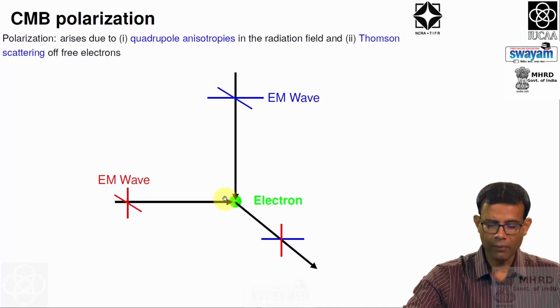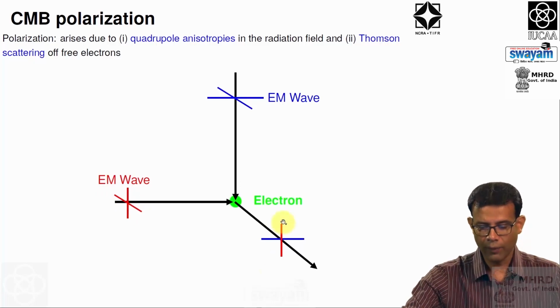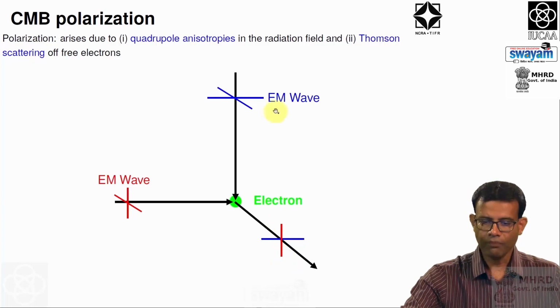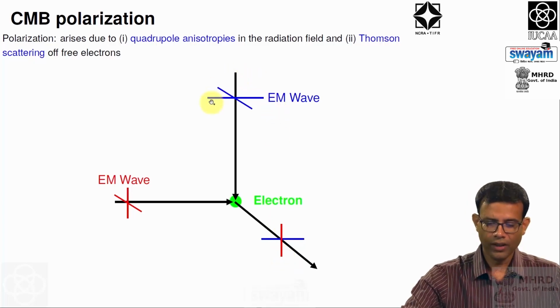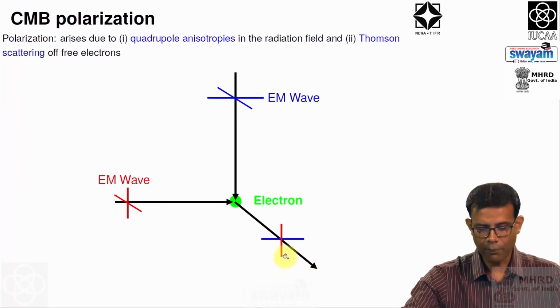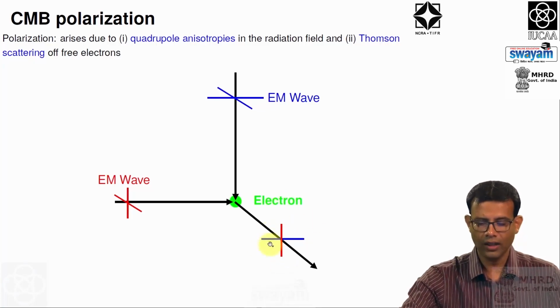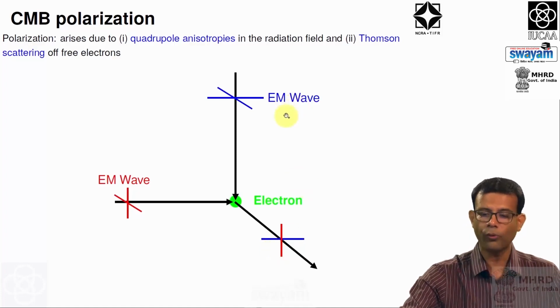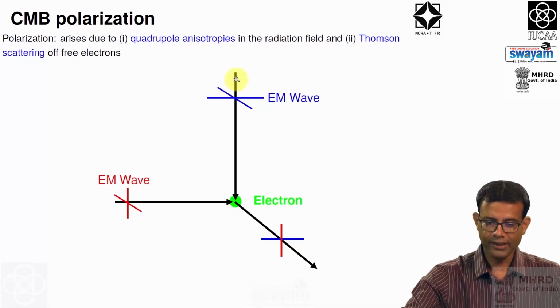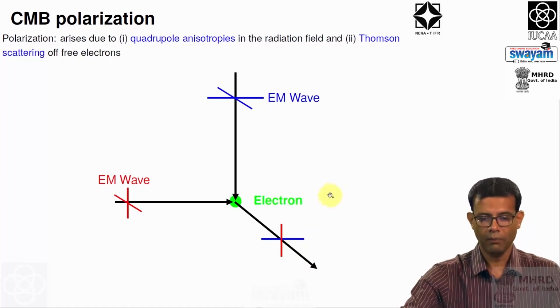Imagine another light coming from here. In this case, after scattering, this polarization will vanish. So, you end up with a polarization like this, the red one. Now, if the intensities of the electromagnetic wave from this direction and this direction are the same, then these two polarization amplitudes will also be the same. So, the net light will still be unpolarized. However, if there is a quadrupole anisotropy, then the intensity along this direction and this direction will be different, and that gives rise to a net polarization, which in principle can be observed.